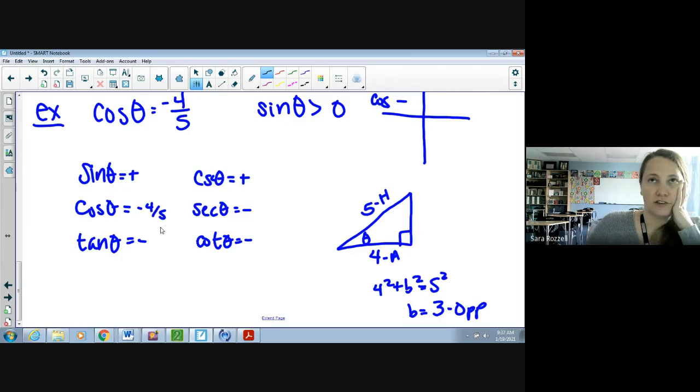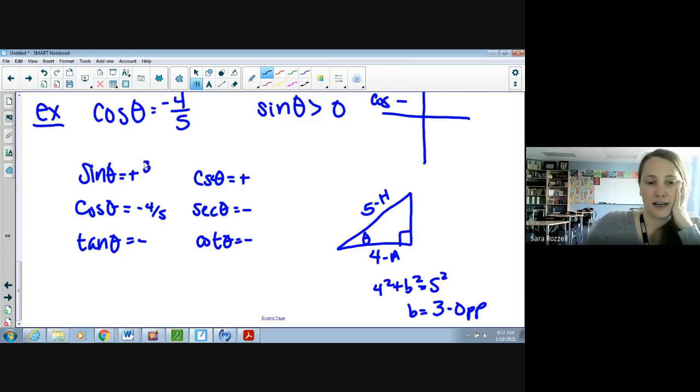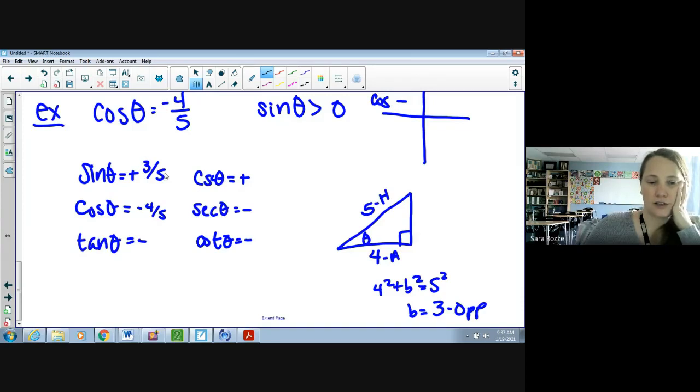Do y'all need me to fill it in, or you can do it? Sine is 3/5. Yeah, sine is 3/5. So cosecant is 5/3. Cosine 4 over 5, so secant is 5 over 4. Also negative, but we already wrote that. Tangent, opposite over adjacent, so 3 over 4. Cotangent, 4 over 3.